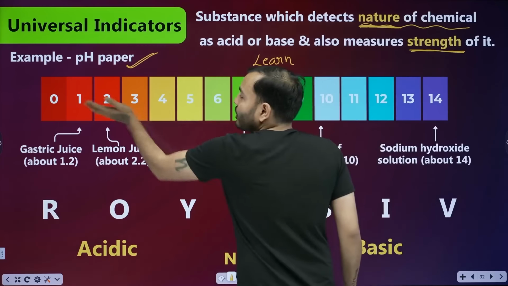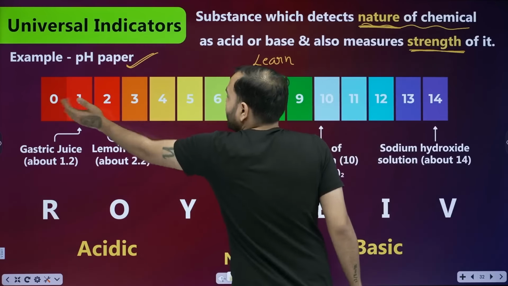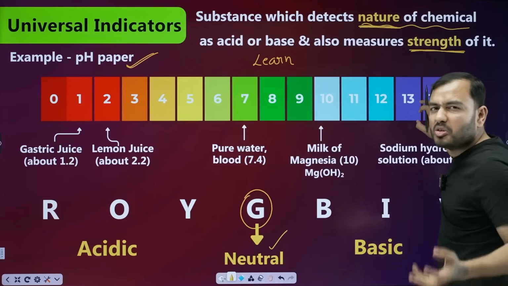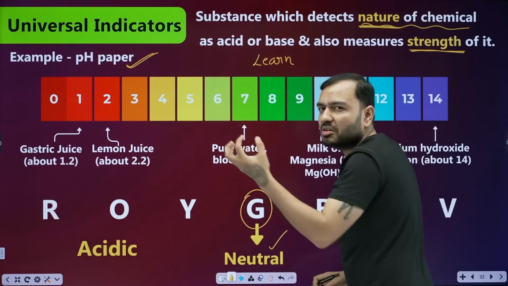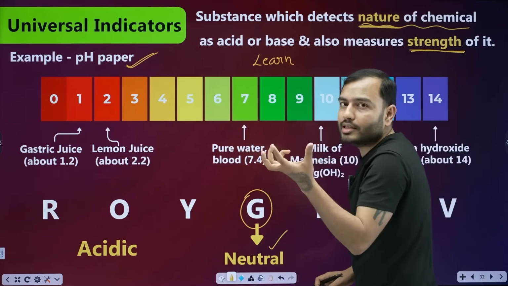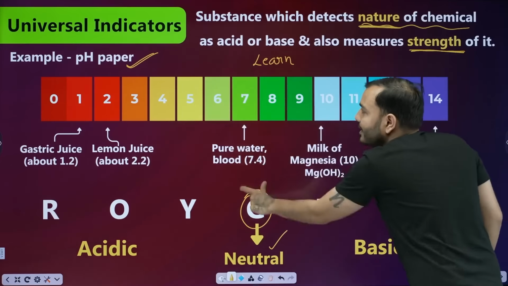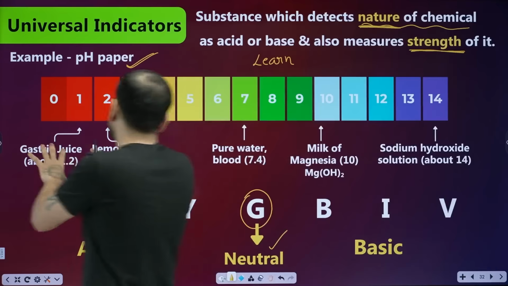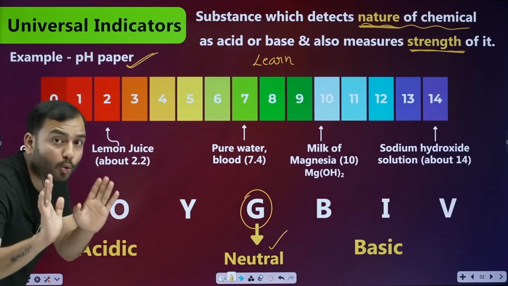See there, the value of pH is written 2. And the more you go this side, it is basic. The more you go blue, the more basic it is. The more reddish, the more dangerous the substance, that means acidic. In the middle comes green. Green means neutral. Clear?